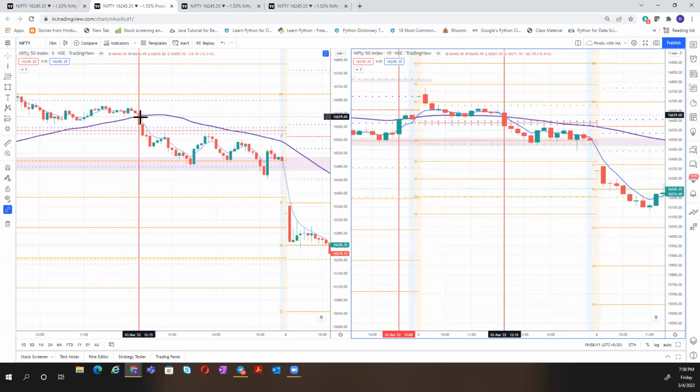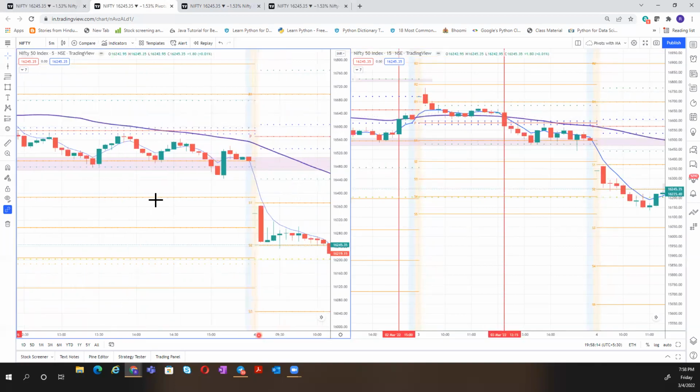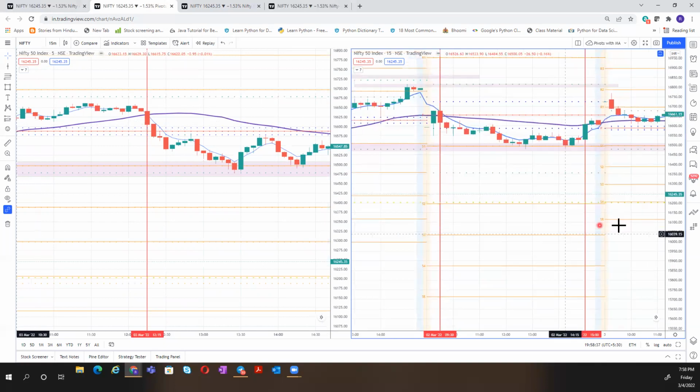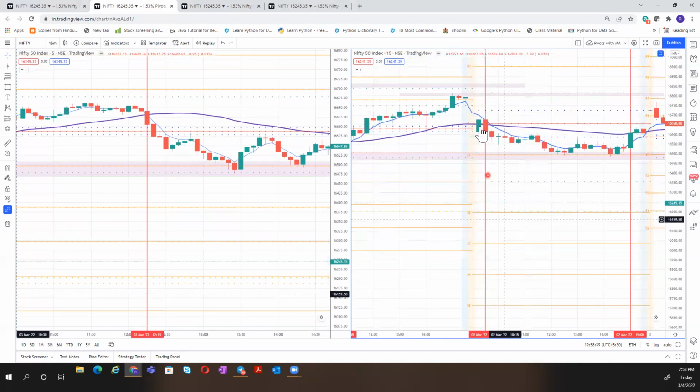But still, what is the beauty of this? The 50 MA here and the 50 MA on 15 minutes both broke together. I shared it in a Telegram channel. I said why I took this trade. I'm a new YouTuber, but what I am sharing is what I use in my day-to-day trading and how I am making money. And I'm a part-time trader. Okay.